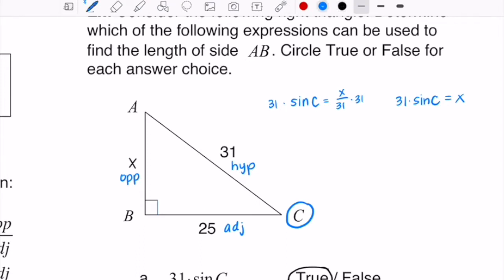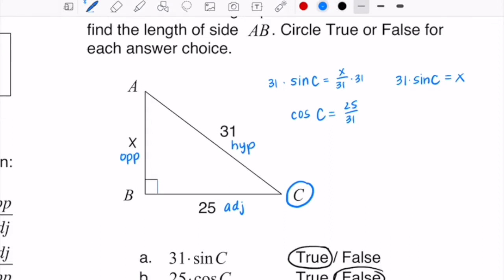Moving on to the next question, this one uses cosine, still with angle C as the reference angle. So cosine uses adjacent and hypotenuse. So for this one, the equation that I would set up would say the cosine of angle C is equal to adjacent, so 25 over hypotenuse 31. I would not be able to solve for x, the missing side, for side AB because I don't have that side included as a part of my equation. So the answer for B would be false. That one does not work.